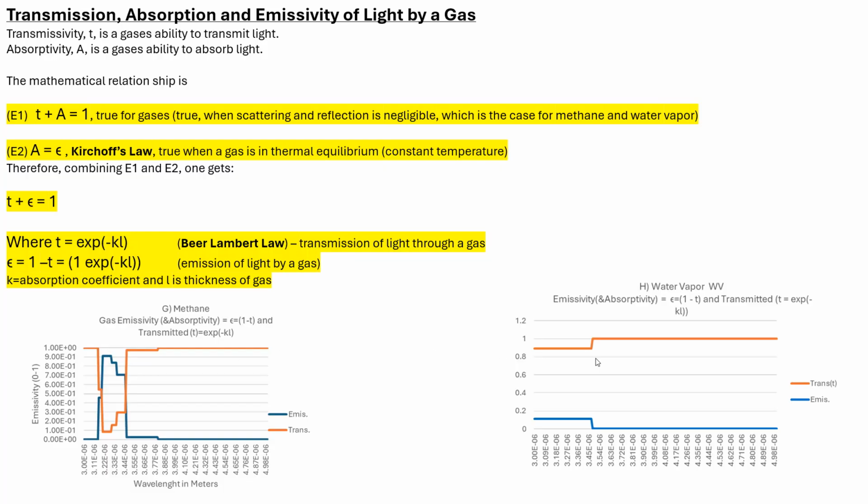Water vapor is also pretty transparent outside of 3.5 microns. It's got some absorption here, but not much. Compared to methane, it hardly absorbs at all. It's transmitting at 0.9 here, so it's only absorbing 0.1. Emission and absorption are equal here, so it's only emitting and absorbing at 0.1.